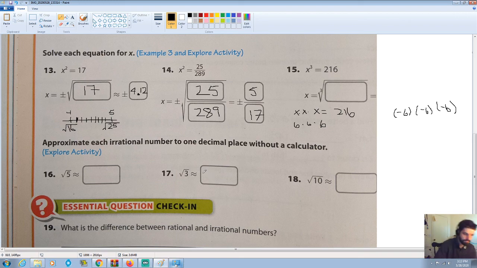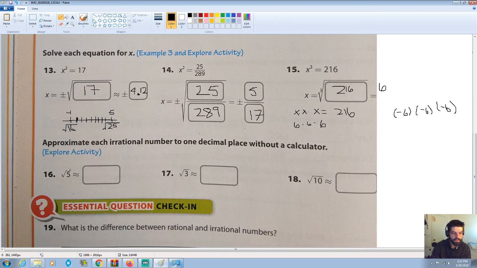Okay, and now for this one, this is going to be 6. Oh, I see what happened. This is going to be the cube root of 216, which is going to be equal to 6. Sorry, the page cut off a little bit, but this is going to be 6.